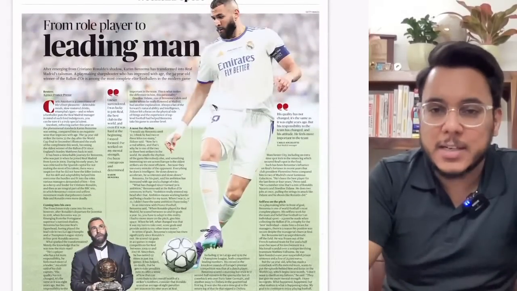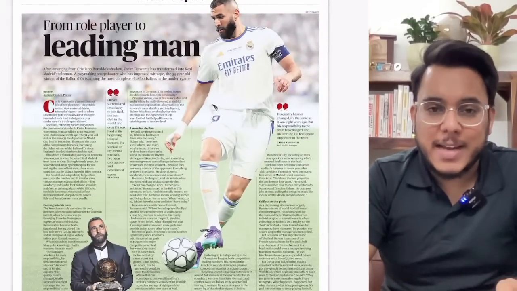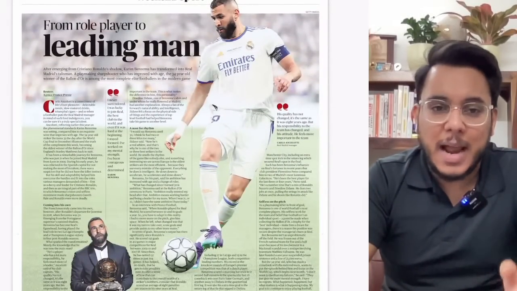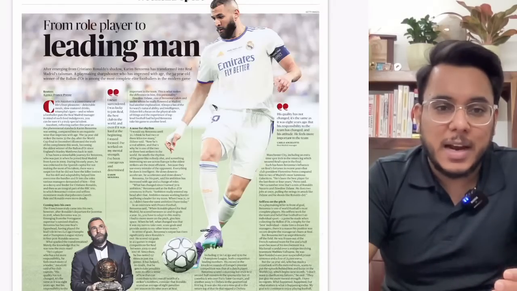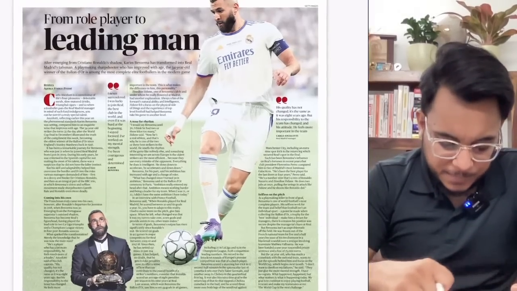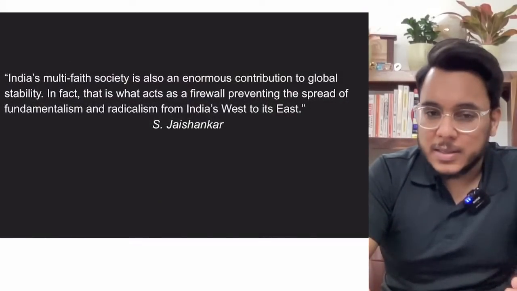And then we have the weekend sport page. Okay, so that is all, guys, about the overview of the entire newspaper, and now let's discuss all the relevant articles one by one in detail. Okay, now let's start with the discussion.